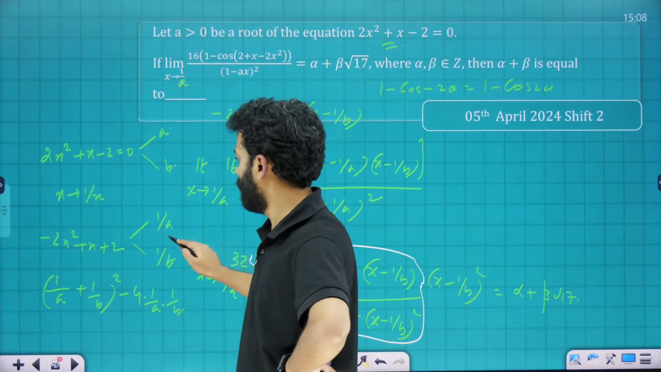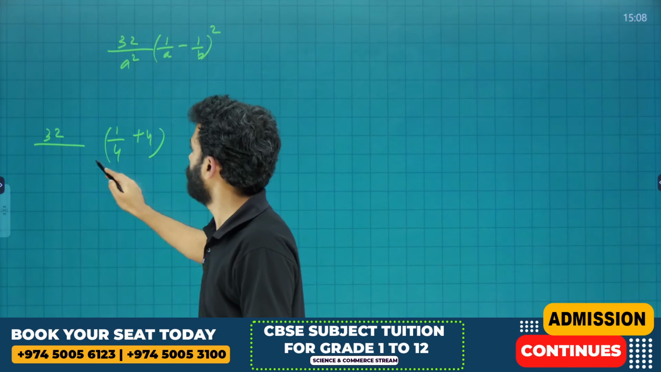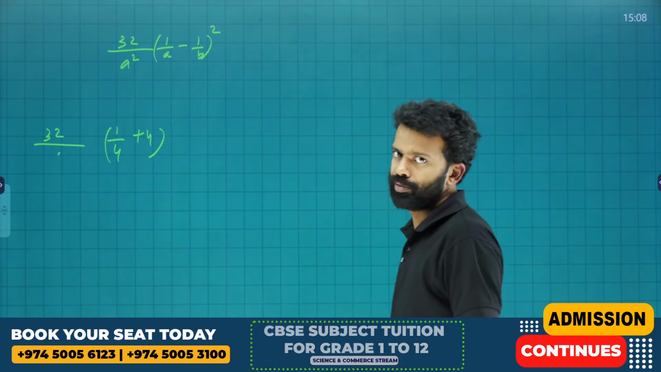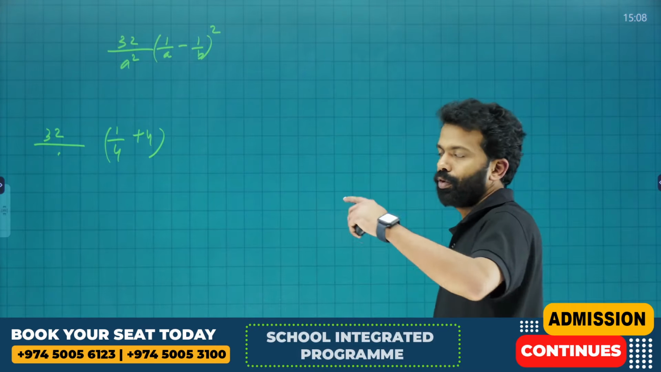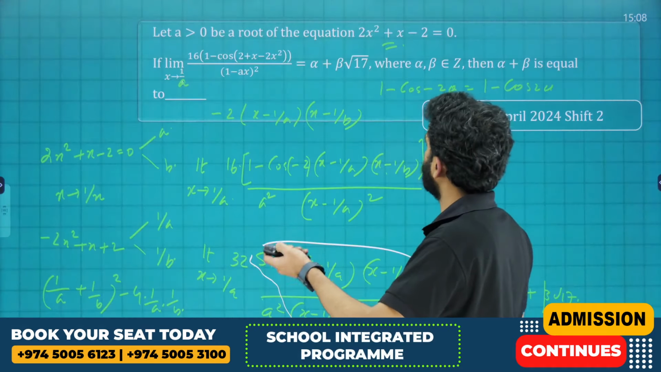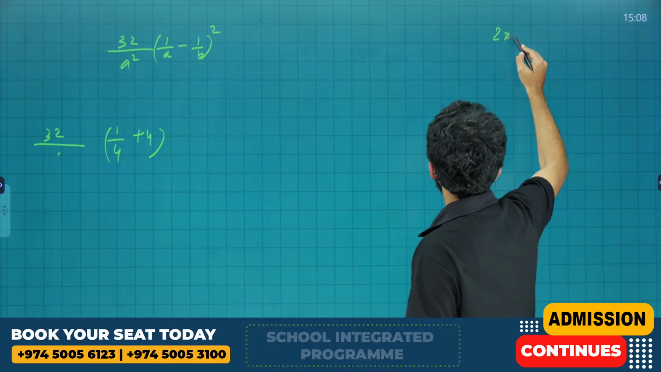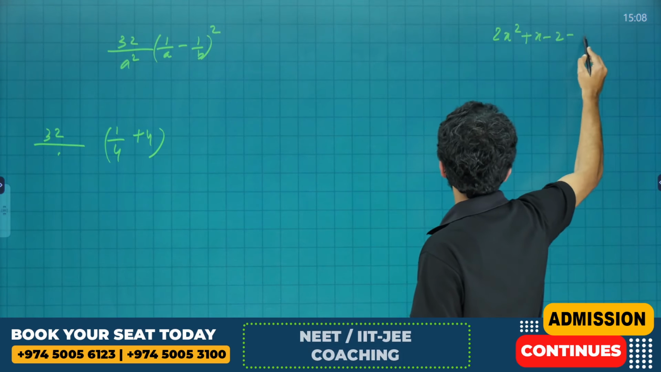And the product of roots will be 2 by minus 2, that is minus 1. Minus 1 into minus 4 is what? Plus 4. Okay. And we need to go for a square here. How will you compensate for a square? For a square, we need to formulate from the parent equation. That is 2x square plus x minus 2 is equal to 0.